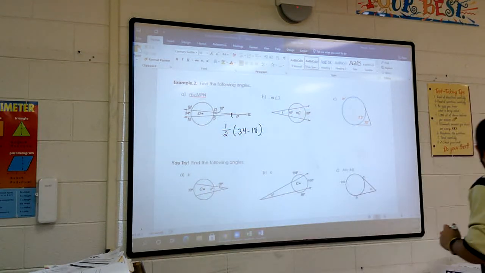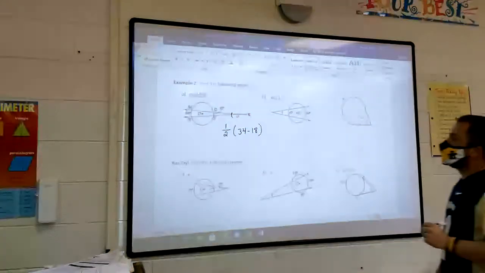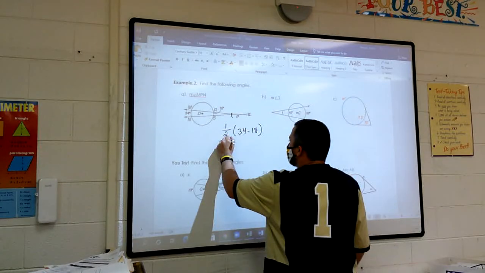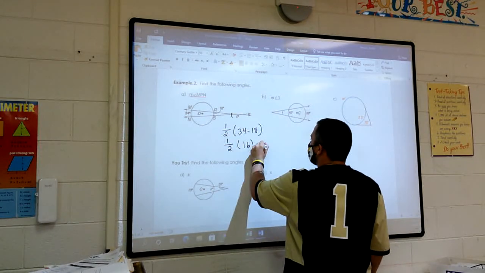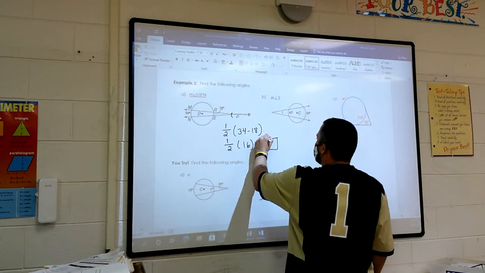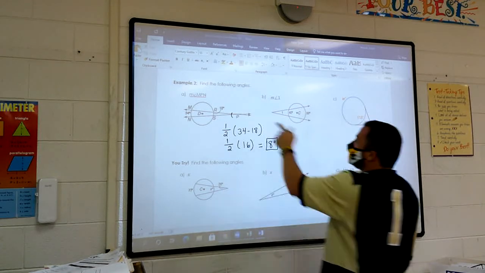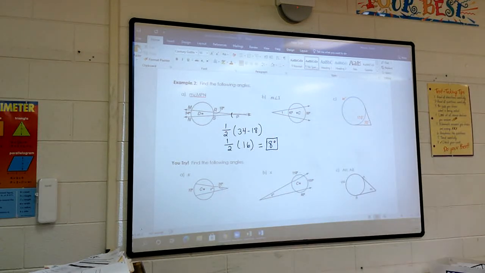And 34 minus 18 is 16. So what's half of 16? 8. So it is 8 degrees. You can see that's a very small angle, right? You can tell it's really small, so you know that it's going to be a small number there. So we get 8 degrees for example 2A.